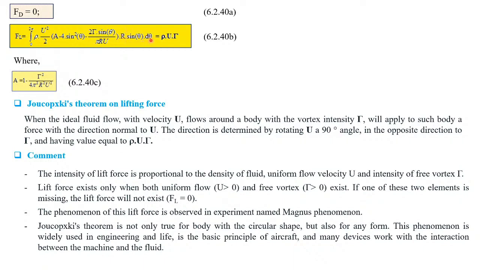That means ds, a small arc length on the surface of the circle. And after you take the integral from 0 to 2 pi, that means along the closed curve, the circle, you get the value of FL is rho multiplied by U multiplied by gamma. And A here.